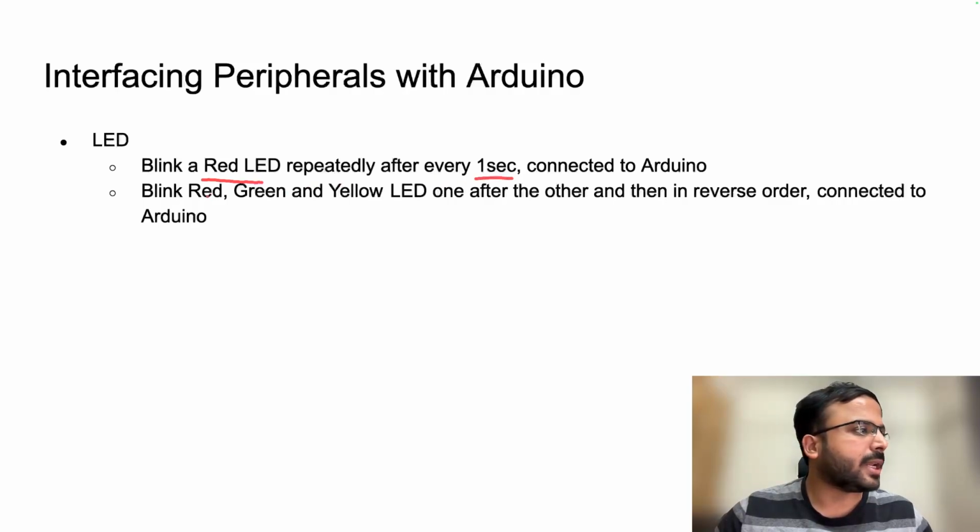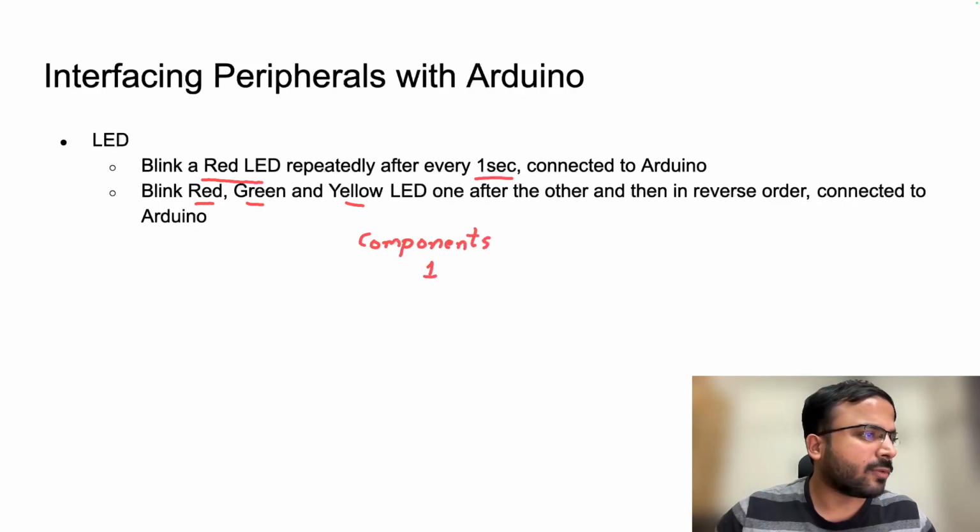And for the second, we take three LEDs, red, green, and yellow, and take an Arduino. And we have to blink red, green, yellow, and then in reverse order yellow, green, red, right? So we know what the components are. What are the components which we are going to need today?